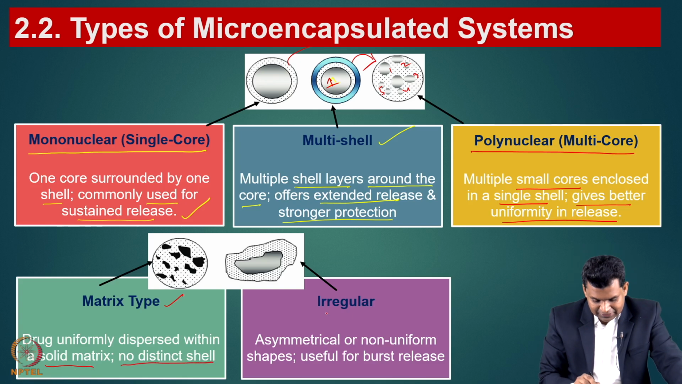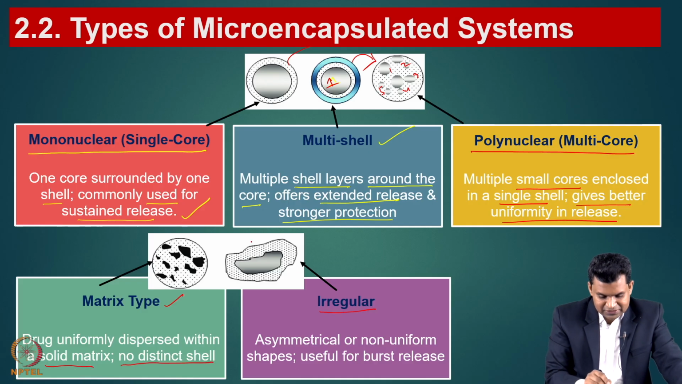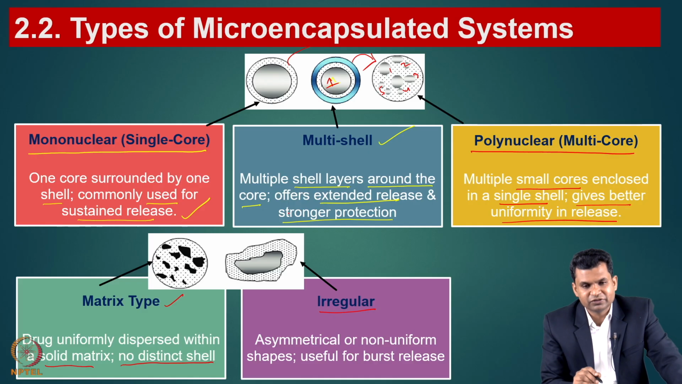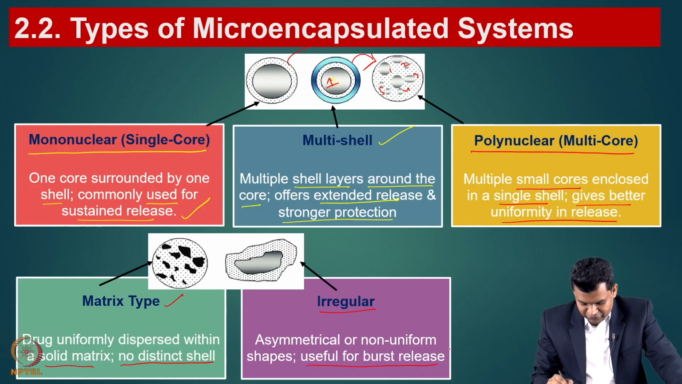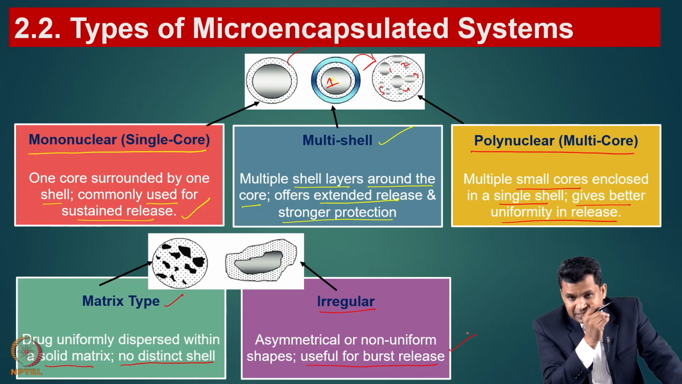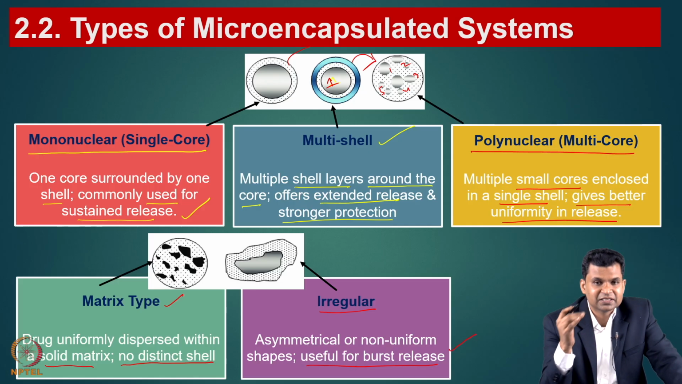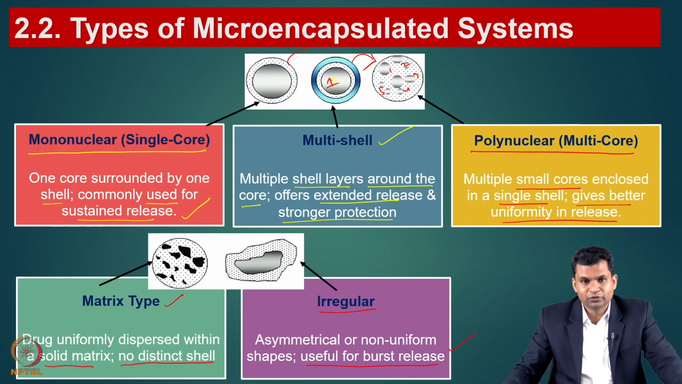Whereas in irregular systems, you will see there is no proper shape of the core as well as shell. Asymmetrical or non-uniform shapes are useful for the burst release. Whenever you want to go for the immediate release, in such cases irregular systems are feasible.